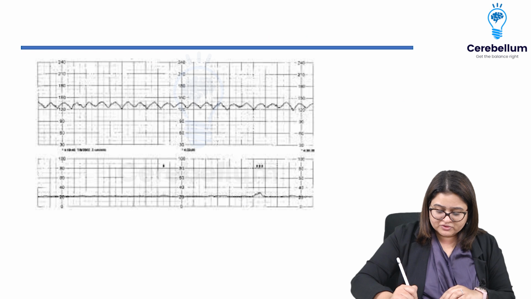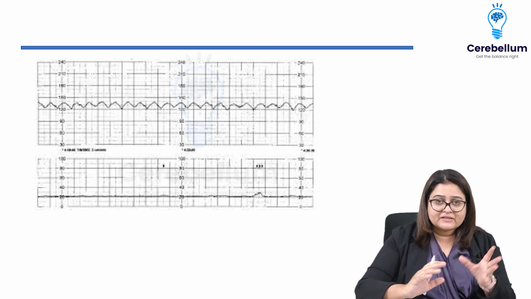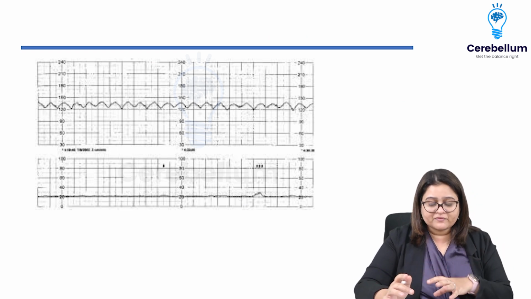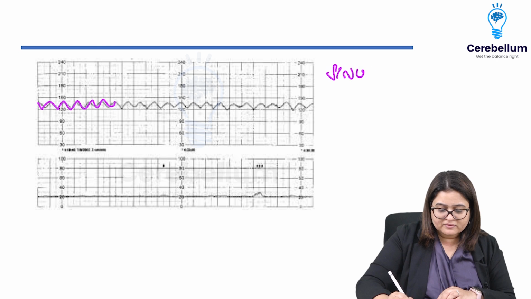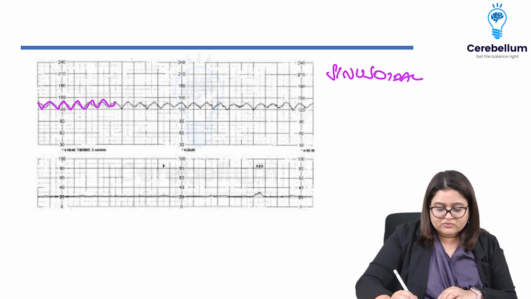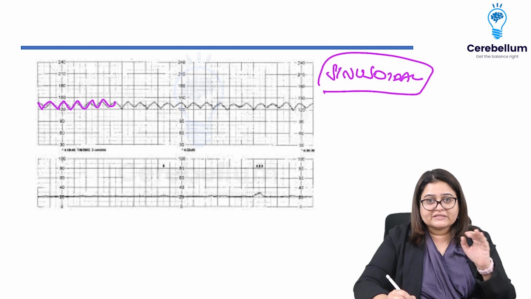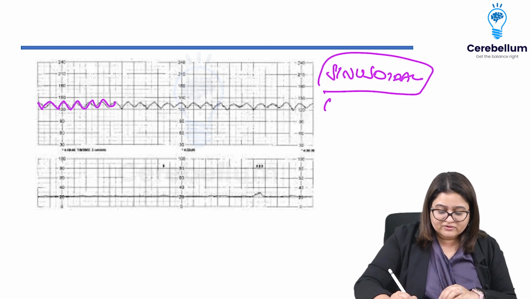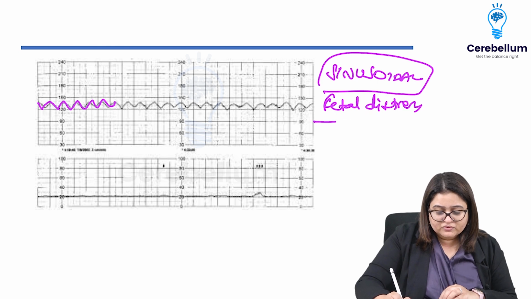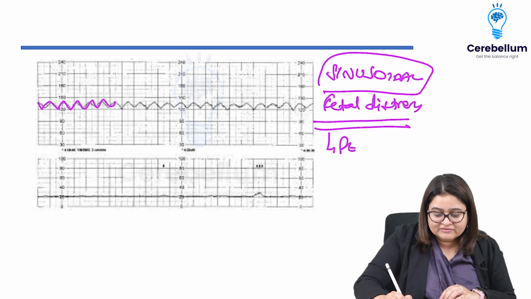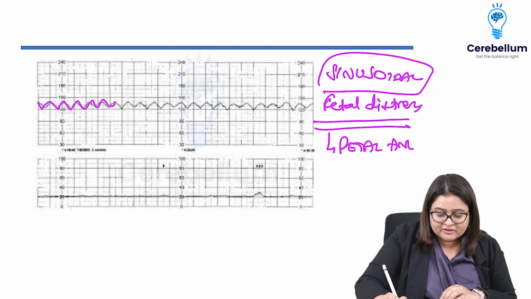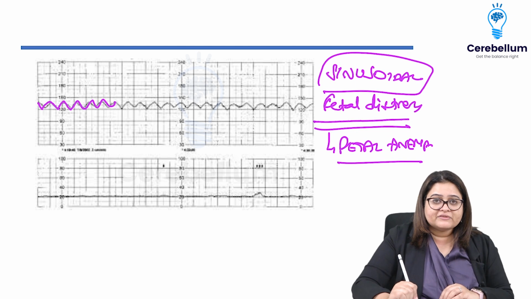Okay, and a very important last one, it's not a deceleration, but it's just a type of CTG, and you can see this pattern. This is called a sinusoidal pattern. Sinusoidal pattern of the fetal heart rate, and this is a sign of fetal distress. It is not a good thing to see. It is a sign that the fetus is distressed, classically seen in fetal anemia. Okay, so where will you see fetal anemia?